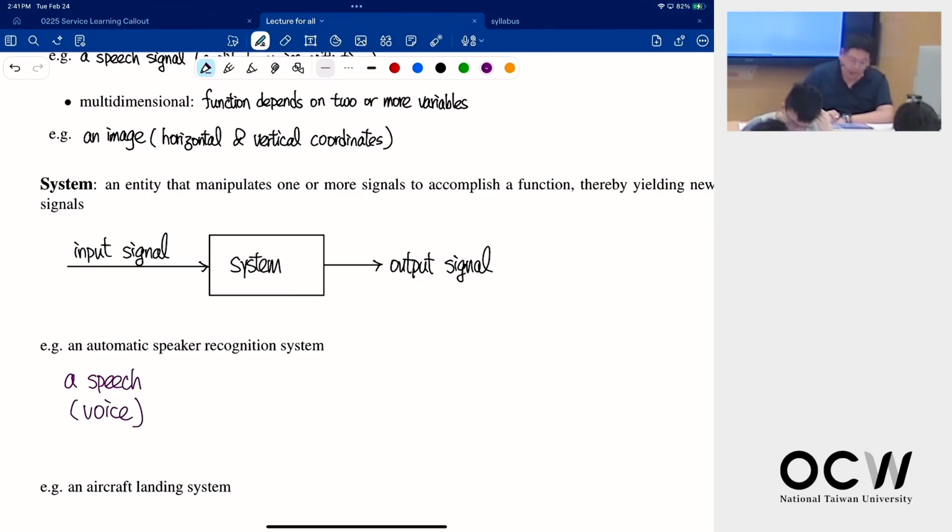And what is the system? We send a speech or voice to this system. This system we can think about like a computer, right? We send the speech to the computer.